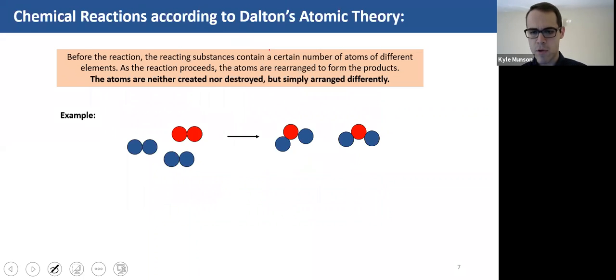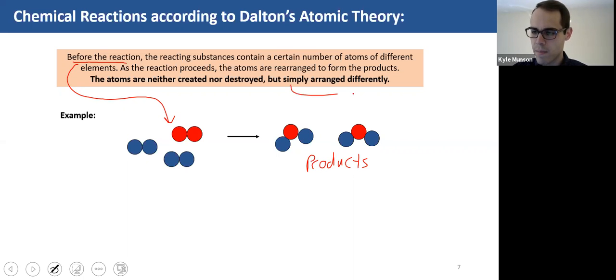So how does this apply to chemical reactions? Before the reaction, remember our reactants and products. These are the reactants. Before the reaction, the reacting substances contain a certain number of atoms of different elements, represented here in red and blue. As the reaction proceeds, the atoms are rearranged to form products, over here. The atoms are not created nor destroyed, but they are simply arranged differently. That's a key feature of Dalton's theory applied to chemical reactions.